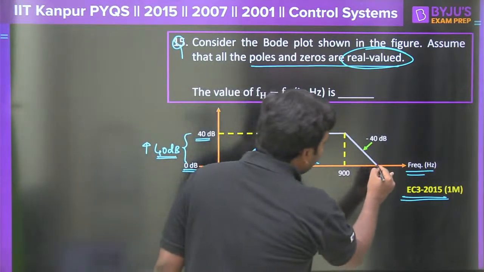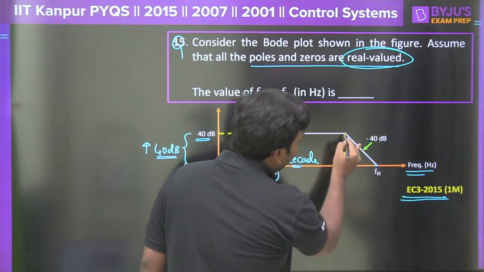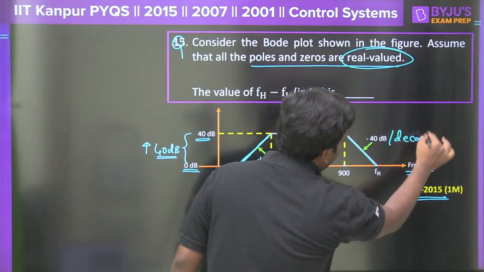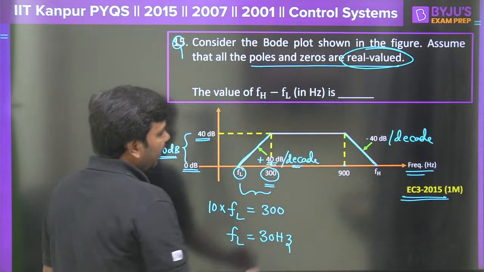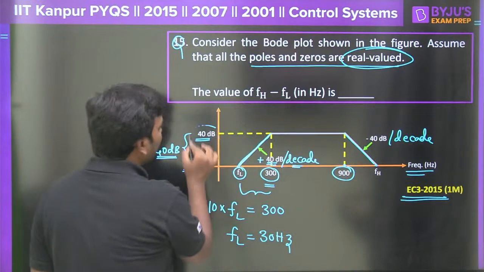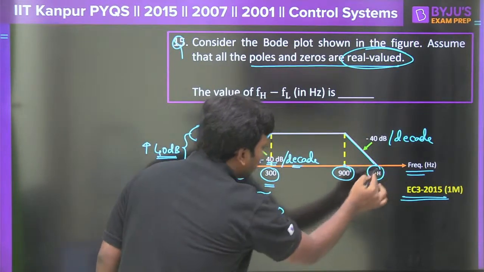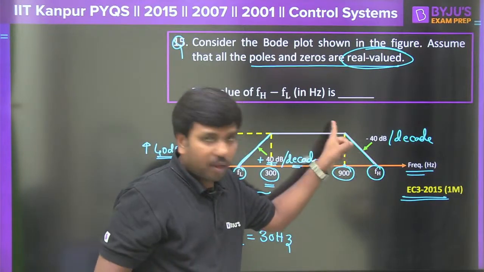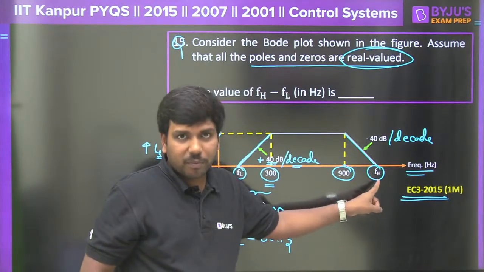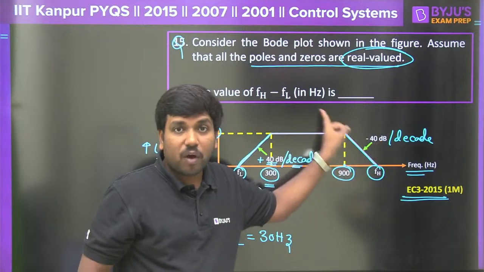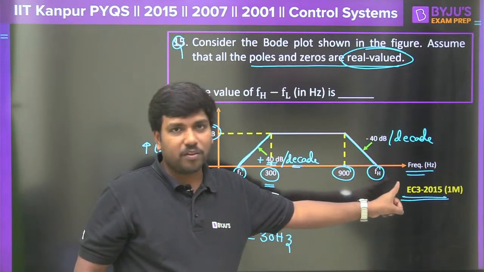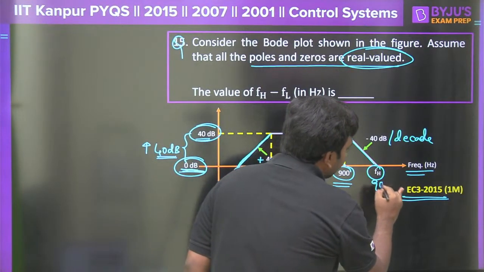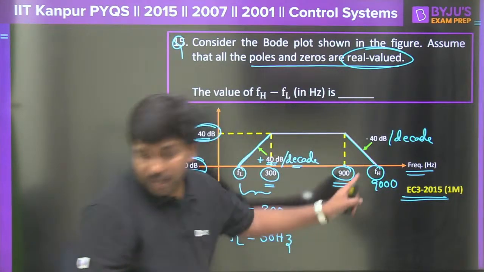Now at the same time, you see from here there is a pole. That's why it is going like minus 40 dB per decade here. Clear? Minus 40 dB per decade. And again at 900 Hz we have 40 dB, and at FH we have 0 dB. That means 40 dB is a loss here. According to the slope, a 40 dB loss means 1 decade change should be there in the frequency. That means if it is 900, it must be 9000. Correct? Then only 1 decade change will be there.